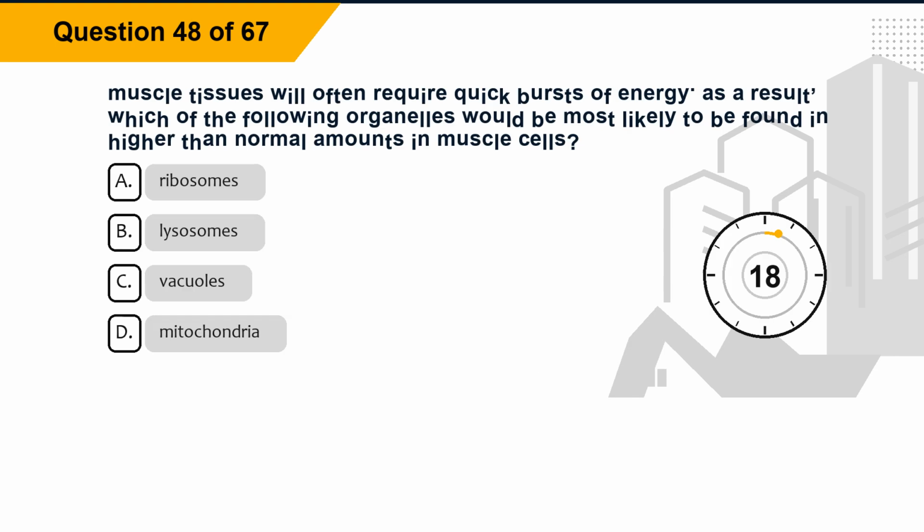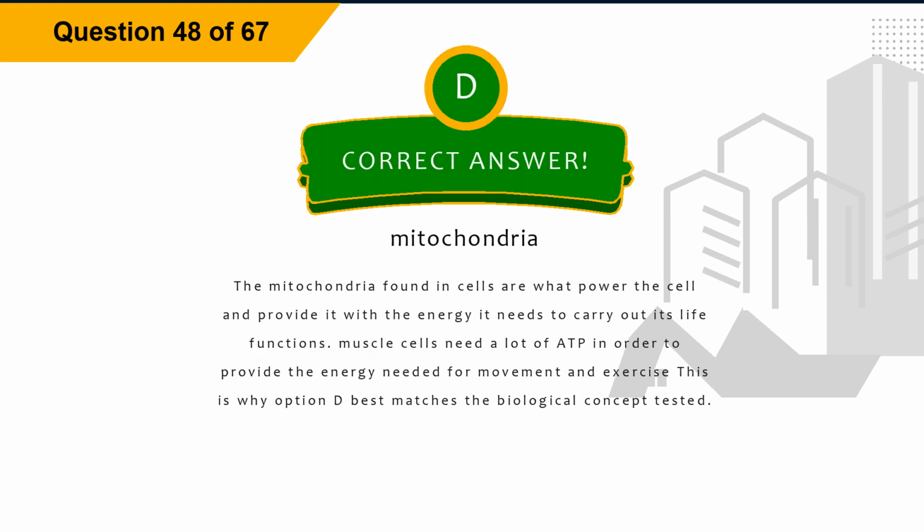Question 48. Muscle tissues will often require quick bursts of energy. As a result, which of the following organelles would be most likely to be found in higher than normal amounts in muscle cells? Option A, ribosomes. Option B, lysosomes. Option C, vacuoles. Option D, mitochondria. The correct answer is option D, mitochondria.